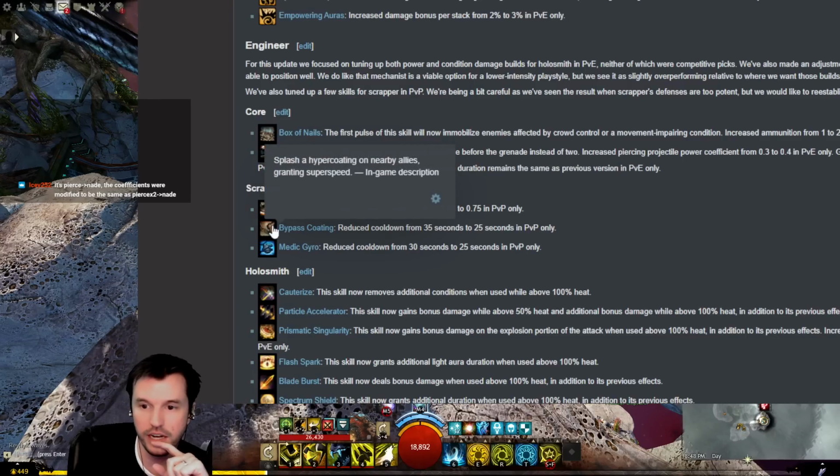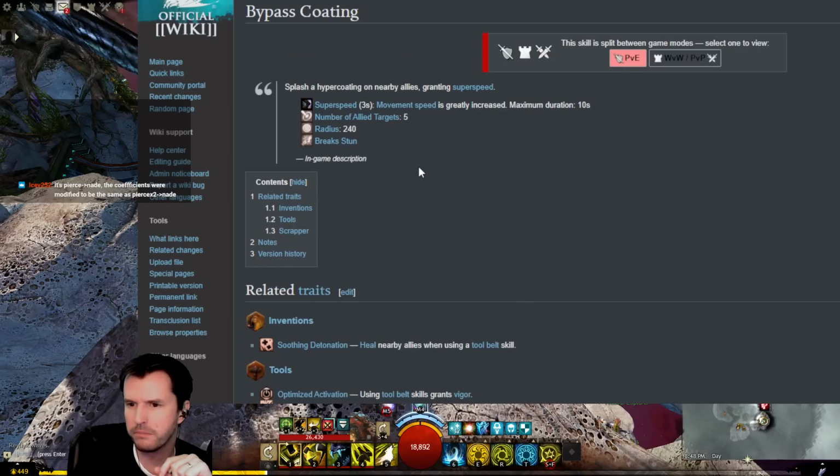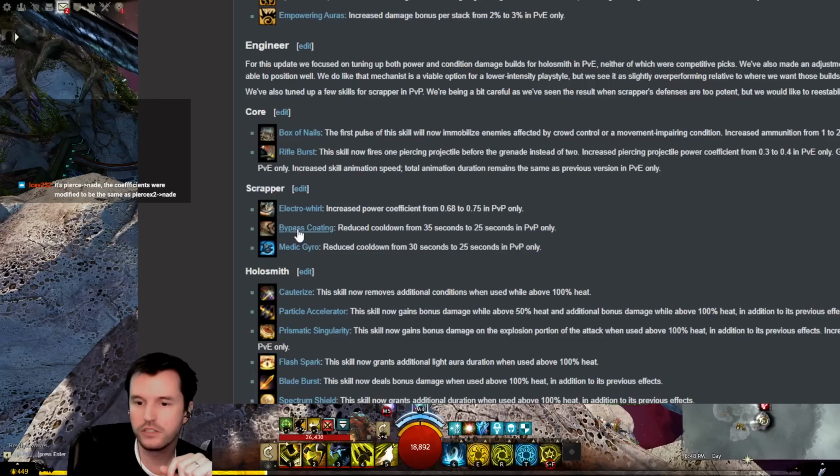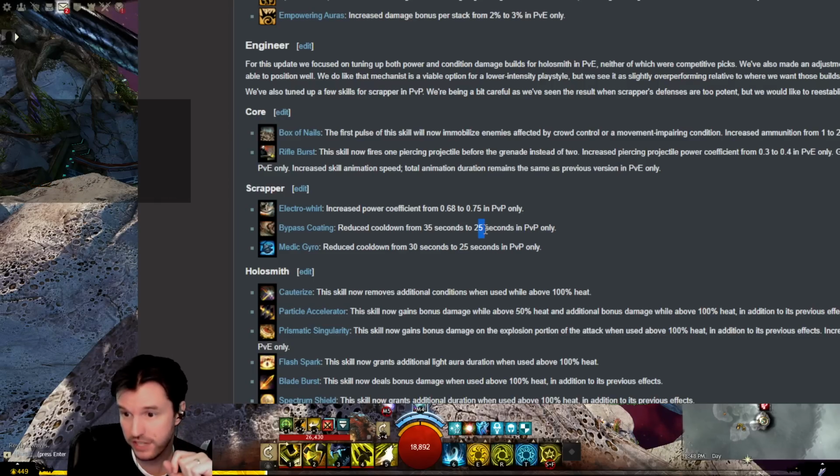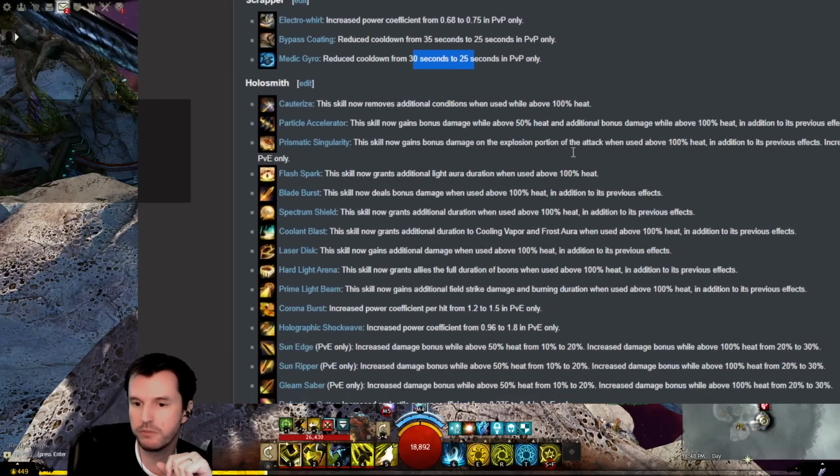Bypass Coding, I believe that is the stun break that's on Blast Gyro? Yes it is. So that's the tool belt skill that comes with Blast Gyro. It is a 35-second cooldown stun break, and it is going down to 25 seconds in PvP only. Medic Gyro, which honestly gets almost no usage, is going from 30 seconds cooldown to 25 in PvP only.